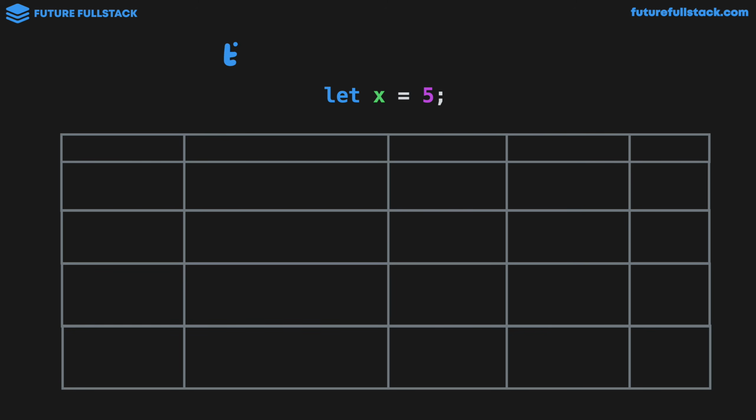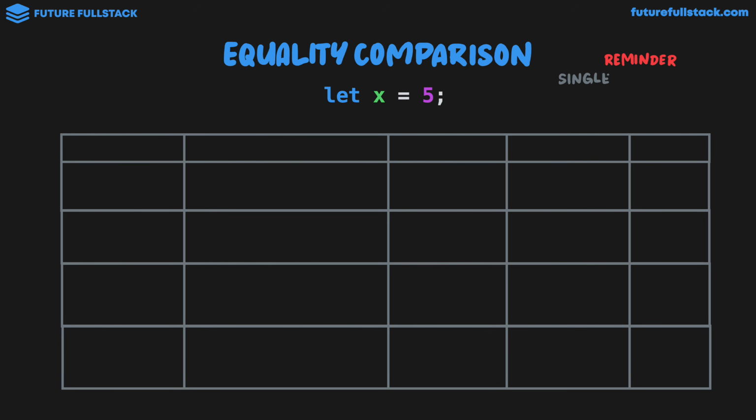All right, let's now look at equality comparison. You'll see I've still got my let x equals 5, which I'll be using in the examples, and a new table we're going to be filling out. Now, just before we jump in, a quick reminder. A single equal sign is the assignment operator.